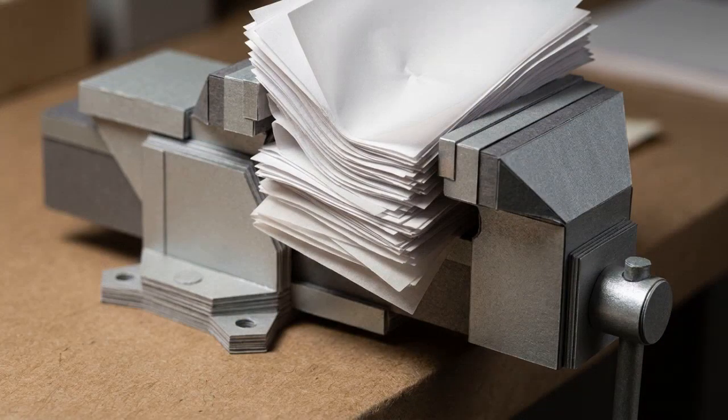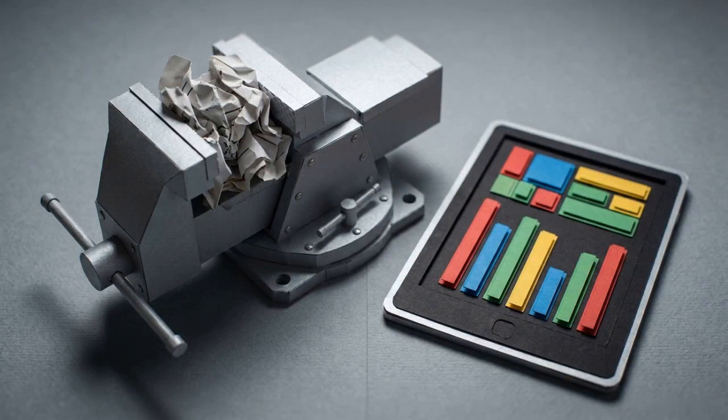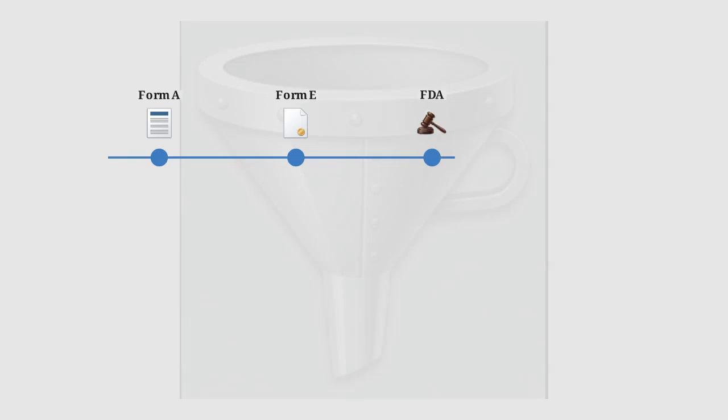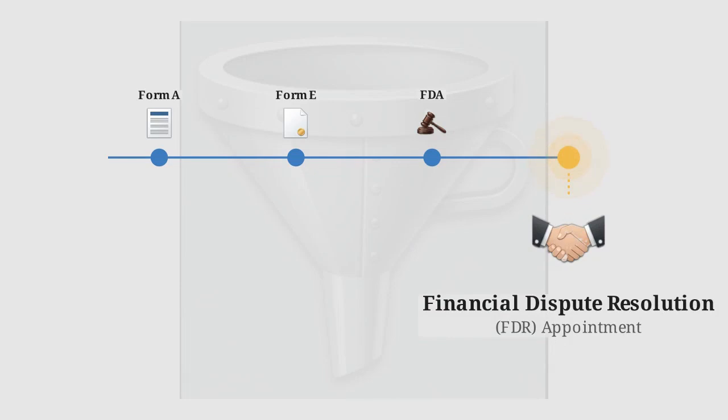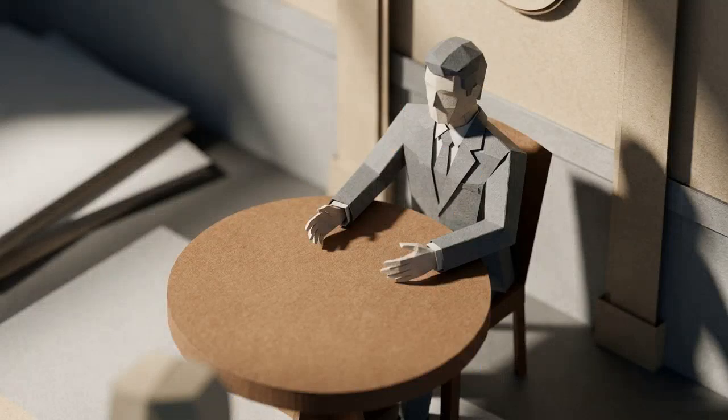The efficiency statement acts as a procedural vice. It forces adversarial parties to synthesize and refine their disputes into a single, manageable dataset before they ever step in front of a judge. With the issues defined, the case enters the most critical phase of the timeline, the financial dispute resolution appointment. The FDR is not a trial.